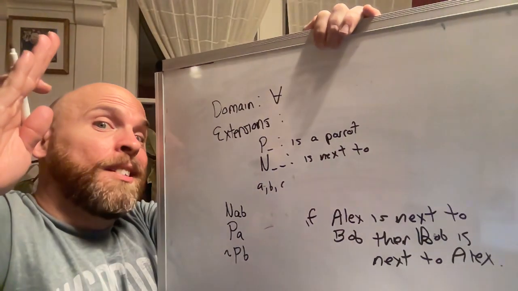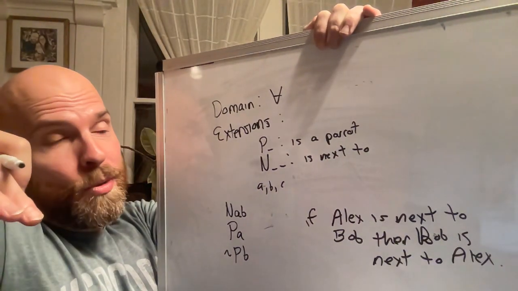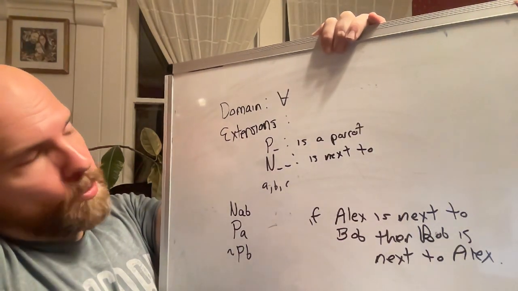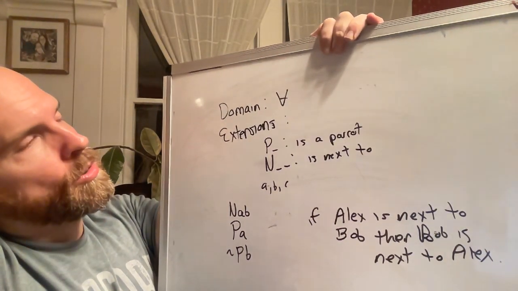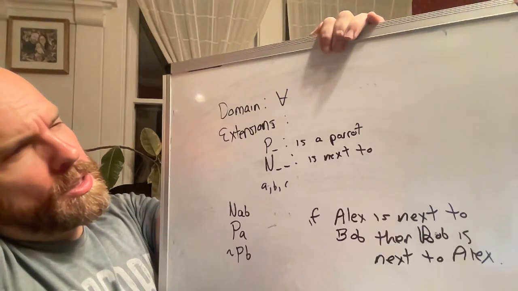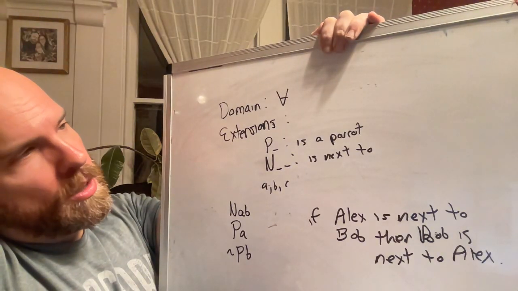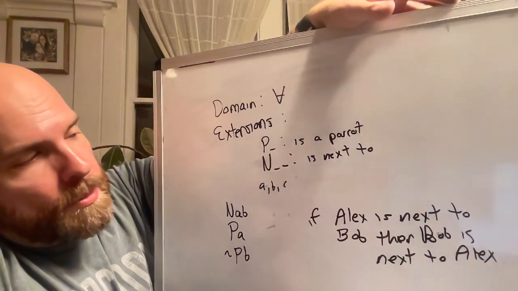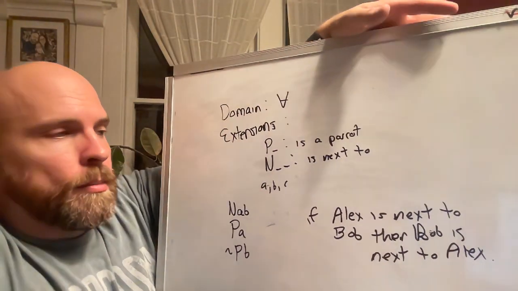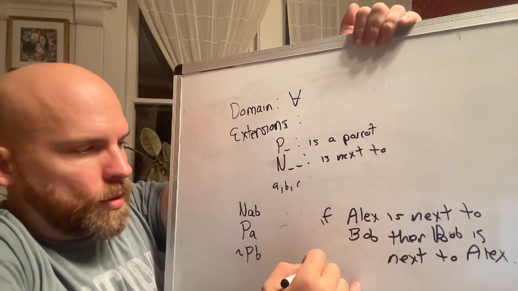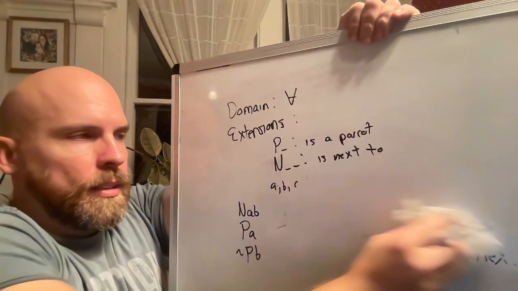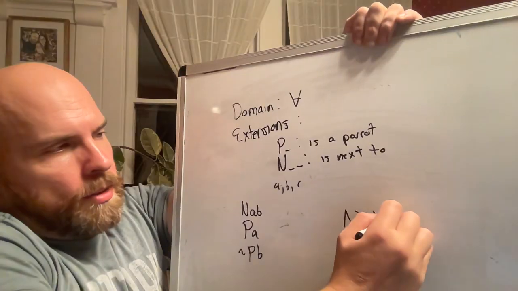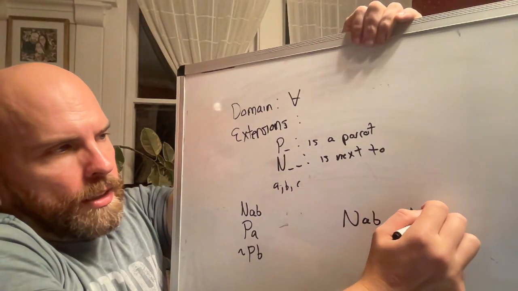How many say yeah? How many say no? Hope you were all saying no. It's not true. Remember, we're also operating on the closed world assumption. If you didn't say it, it ain't true. Everything's true or false. So it's false. This statement, if Alex is next to Bob, then Bob is next to Alex. How would we describe this in our formal language to make it a little simpler? If Alex is next to Bob, then Bob is next to Alex.